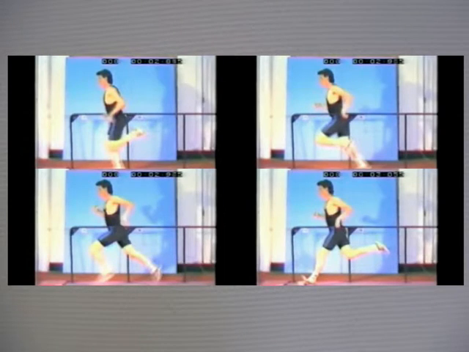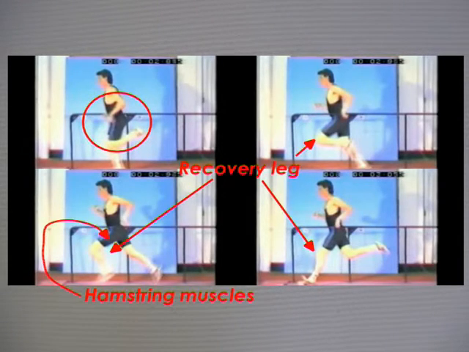Sequential action of muscles is most important in activities requiring speed or force. An example of this is the activation of hip muscles to activate the forward swing of the recovery leg in swing phase, and ending with the activation of the hamstring muscles to decelerate the recovery leg during foot descent of the swing phase.